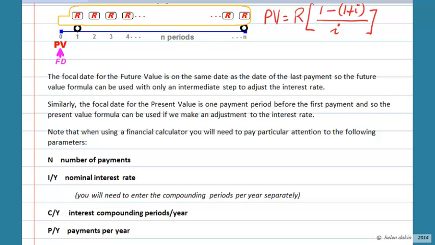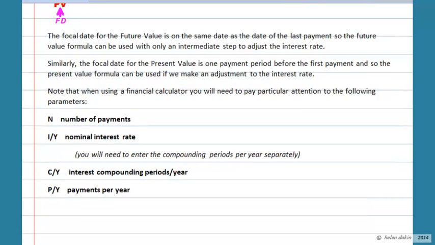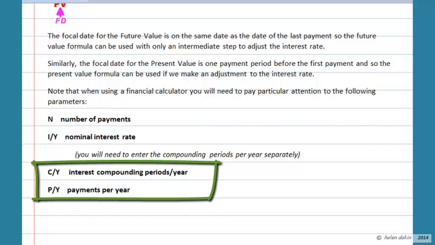Note that with the BA II Plus calculator, you will pay particular attention to the following parameters. N is always the number of payments in the annuity. I/Y is the nominal interest rate. You will need to enter the compounding interest periods per year separately by going second function I/Y. C/Y is the interest periods per year, that is compounding interest periods per year, and P/Y is the payments per year for the general annuity. Go second quit again to get out and get back into the normal operating mode for your financial calculator.